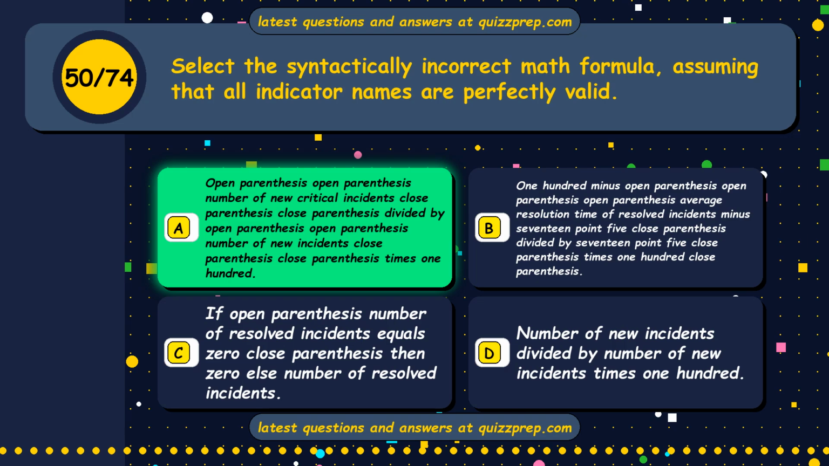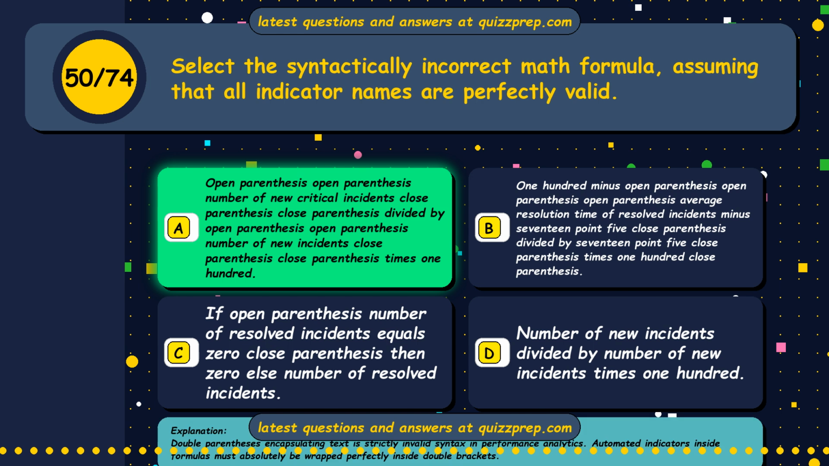The correct answer is option A, open parenthesis number of new critical incidents close parenthesis divided by open parenthesis number of new incidents close parenthesis times 100. Double parentheses encapsulating text is strictly invalid syntax in performance analytics. Automated indicators inside formulas must absolutely be wrapped perfectly inside double brackets.